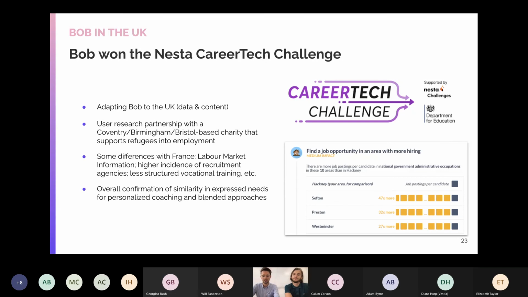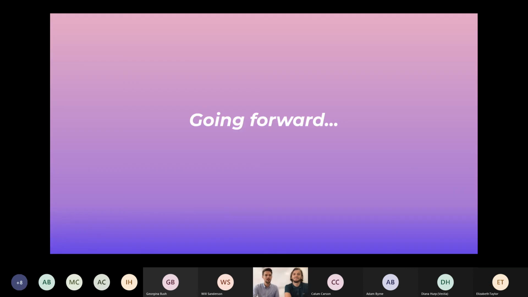Overall, that process confirmed a lot of similarities between the French job search market and the British one, and we were able to replicate Bob, and we submitted as a finalist to the CareerTech Challenge by Nesta along with 20 other organizations, and Bob was selected as the winner back in April. So we were quite happy about it. So now we have Bob in the UK.